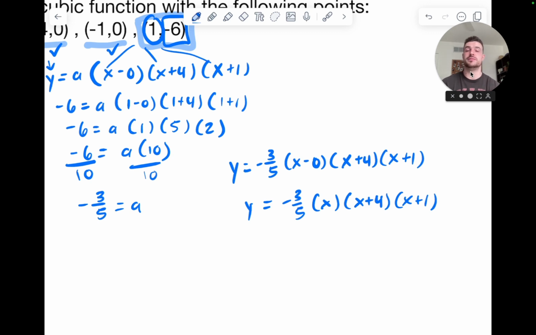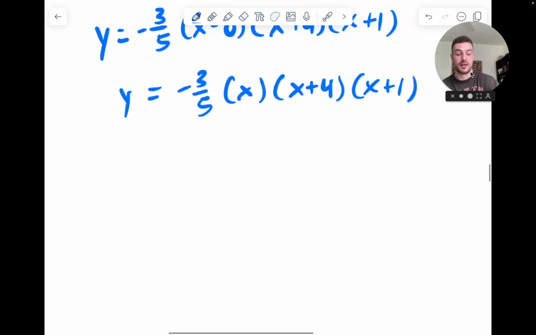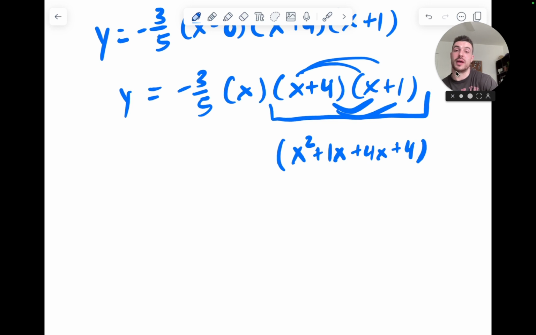What I want to do is show you what this looks like if we were to multiply it out. Again, you might have to, you might not have to. It kind of depends on what you're being asked. So I'm going to FOIL these two factors first. I'm going to ignore my values in front for now. So first, outer gives me x squared plus 1x, inner 4x, and then last is 4. So this is where I'm at right now.